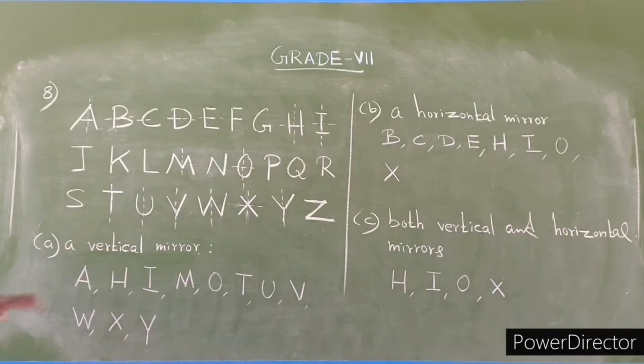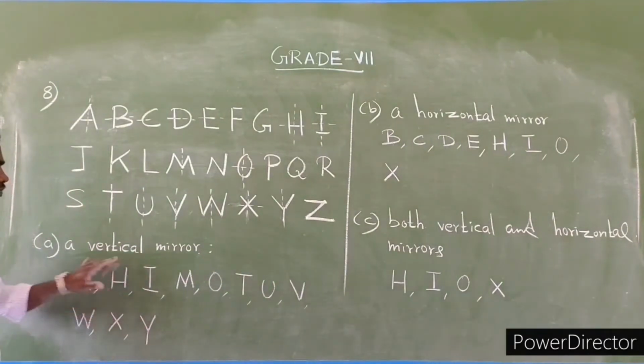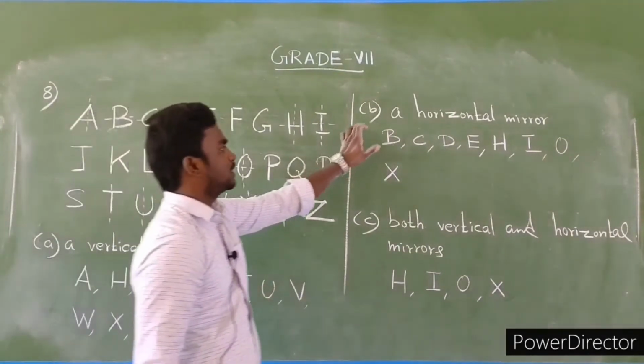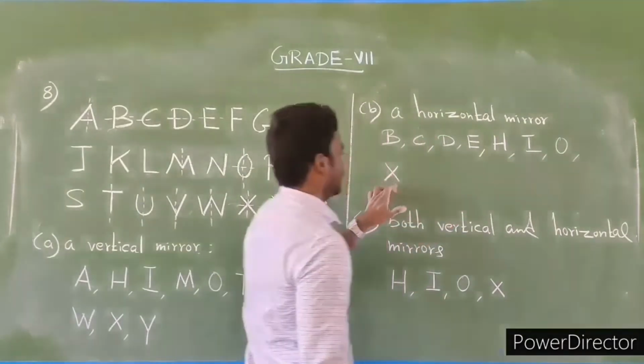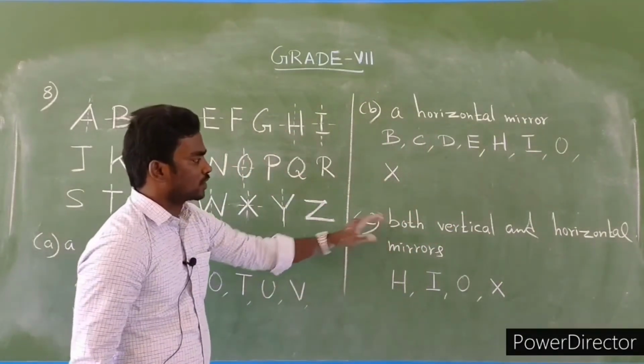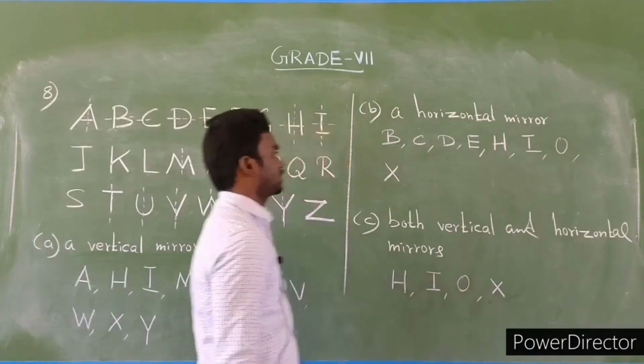So what are they? The vertical mirror letters are A, H, I, M, O, T, U, V, W, X, Y. Then what is a horizontal mirror? B, C, D, E, H, I, O and X have a horizontal mirror. Then both vertical and horizontal mirror, what are they? H, I, O and X.